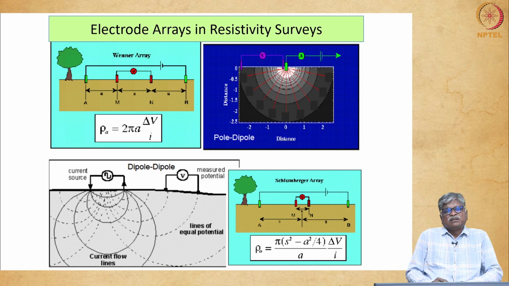formula for that? Whatever reading you are taking, that is multiplied by 2. The Schlumberger formula is there. The same thing, we have to multiply the Schlumberger constant by whatever reading you are taking, times 2. That is your resistivity. That is the interpretation and all. Whatever you are doing in the Schlumberger, the same interpretation we can do.